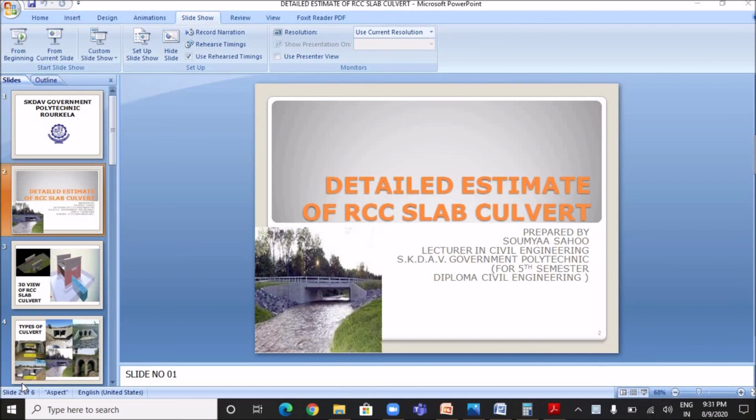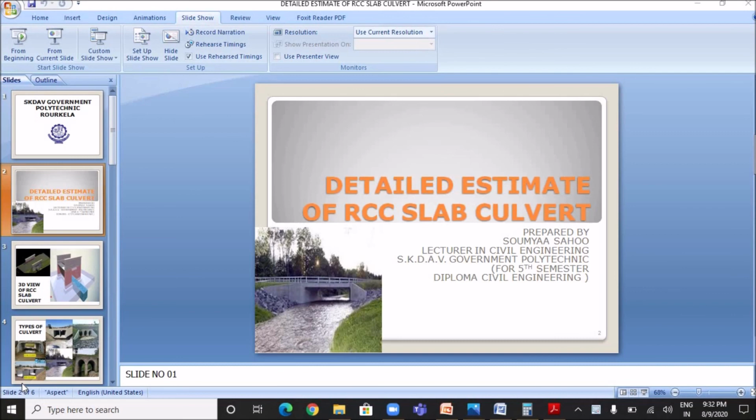From this chapter, the most probable 2 marks questions that you may get are: define culvert, state the difference between bridge and culvert, what is the purpose of providing wearing coat, what is the purpose of kerb, and what is the purpose of a parapet. So these are the expected 2 marks questions that you may get in the examination.